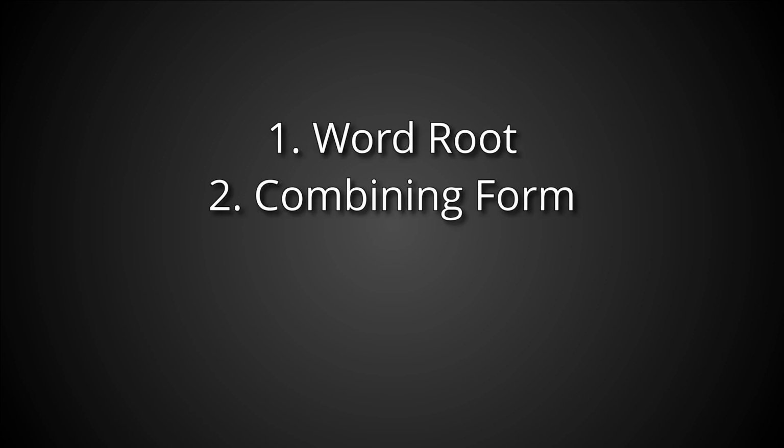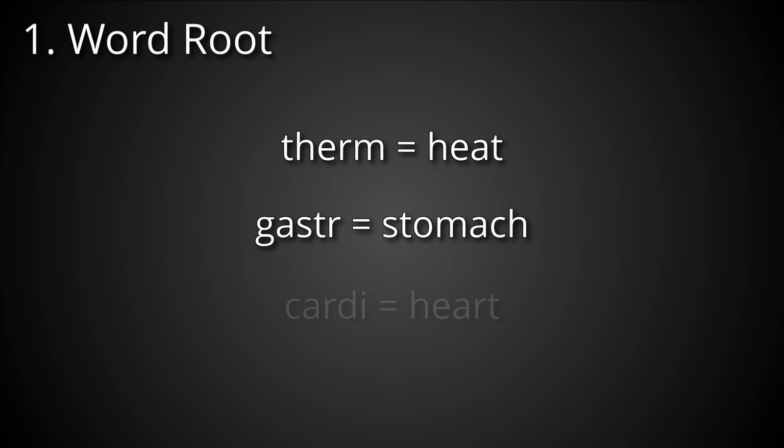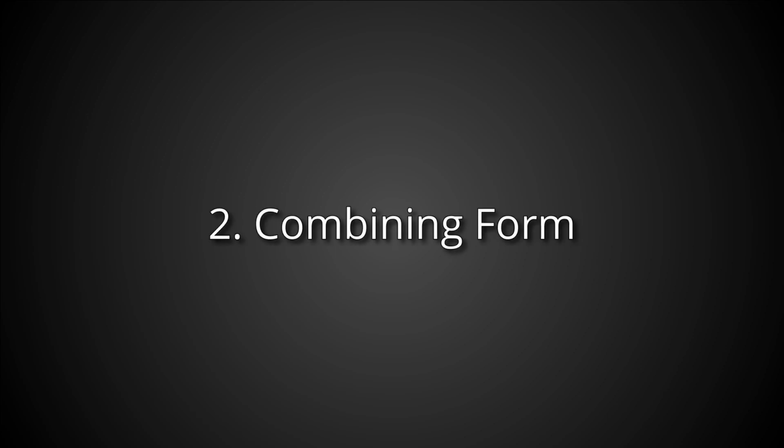There are four types of word parts: a word root, a combining form, a suffix, and a prefix. Word roots are the fundamental and basic meaning of the term. It usually, but not always, indicates the involved body part. For instance, therm means heat, gastr means stomach, and cardi means heart. These are typically attached to the next type of word part, a combining form.